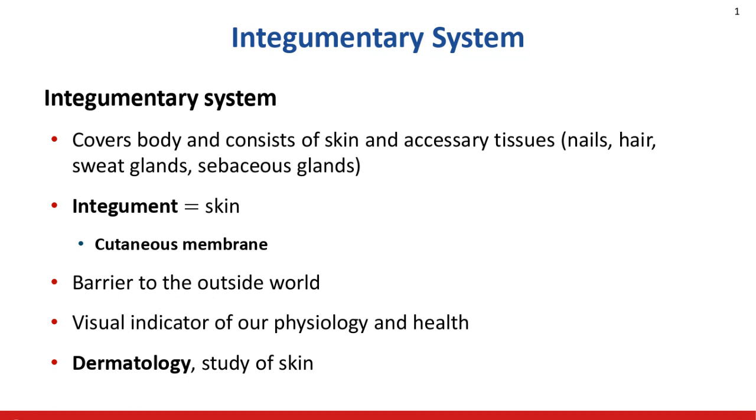All right, the integumentary system, the skin. This is the largest organ in your body. So when we talk about the integumentary system, we're not just talking about the skin. We're going to be talking about the skin and the accessory tissues. We'll briefly talk about nails, hair, sweat glands, and sebaceous glands, all these structures that we'll find in the skin. But we're mainly going to focus on the skin.